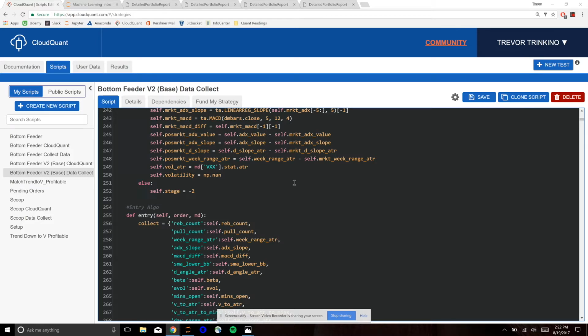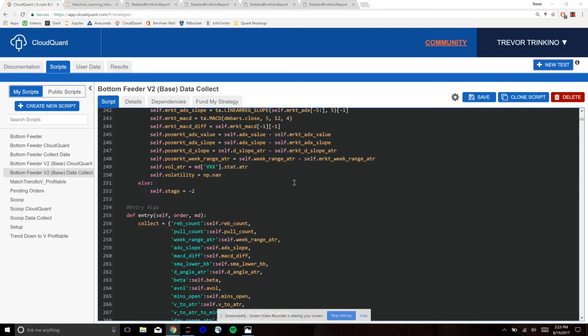Luckily, by using CloudQuant, we're able to collect a lot of data really easily. And because of this, we are then able to create better algorithms. The machine learning is able to make better predictions, and we're able to make some more money, hopefully.